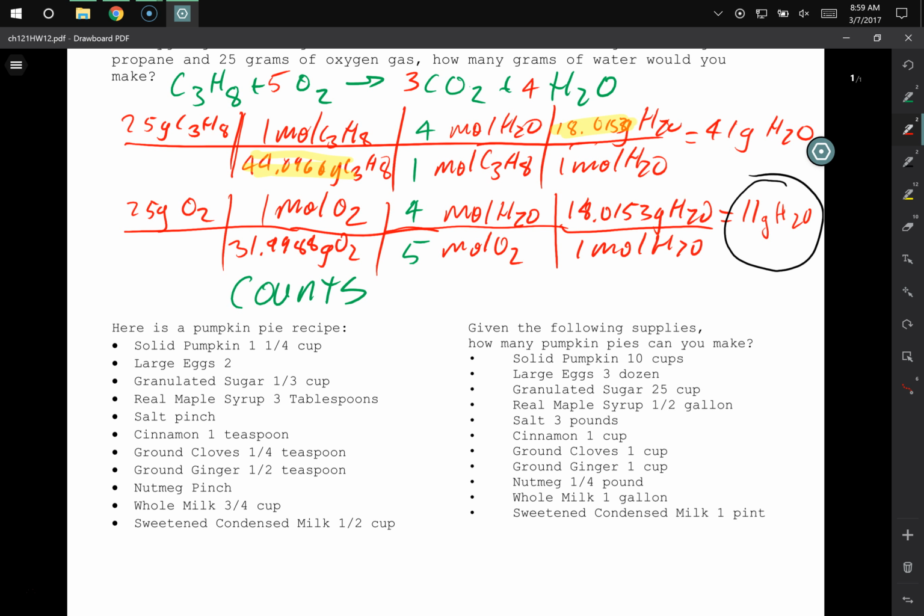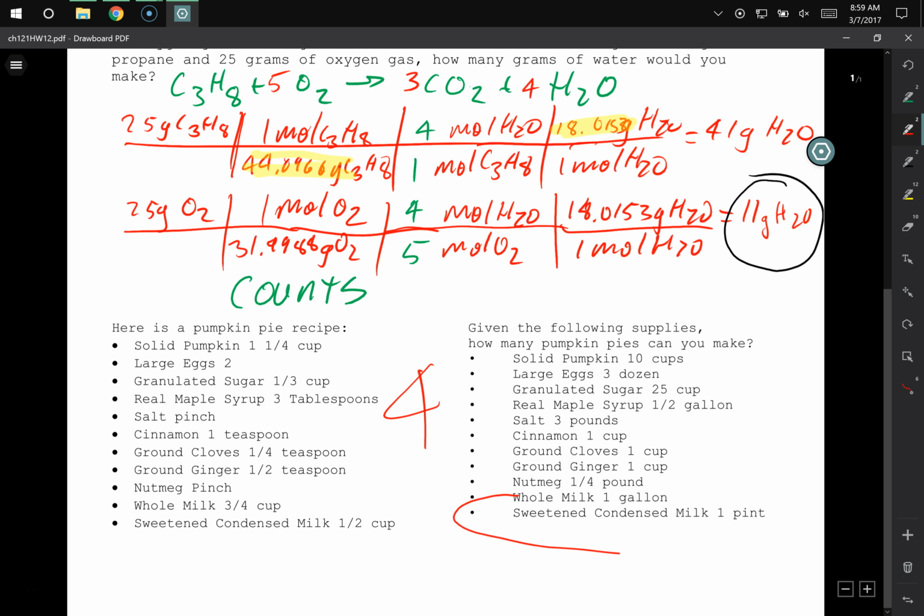So in this case, it's easy to see. It's just cans of sweetened condensed milk. But up here, it's oxygen. I have run out of oxygen, and this reaction is going to stop happening. Okay. So my answer for this last one is 4, because that.